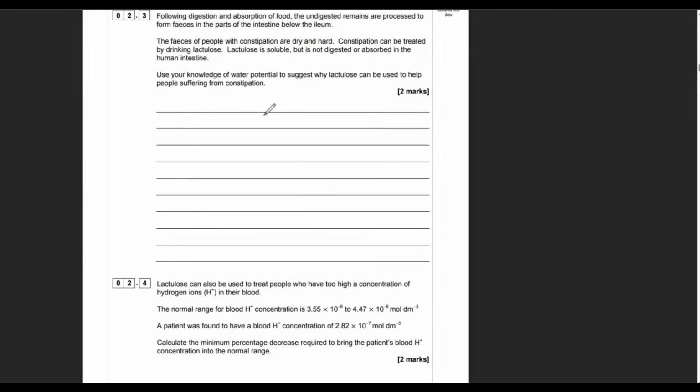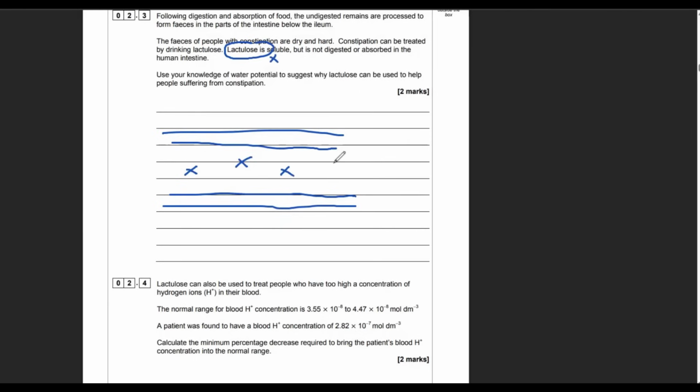Again, this is an application. Not only do you need the knowledge, you need to apply it to a different situation. So if this is the lumen of your intestine, what they're saying is that the lactulose, which I'll show with an X, cannot go out. It can't leave the intestine. So we've got our cells surrounding the intestine on either side.